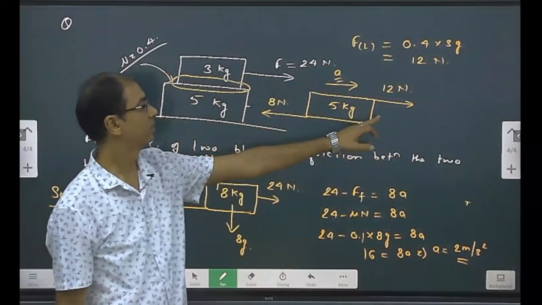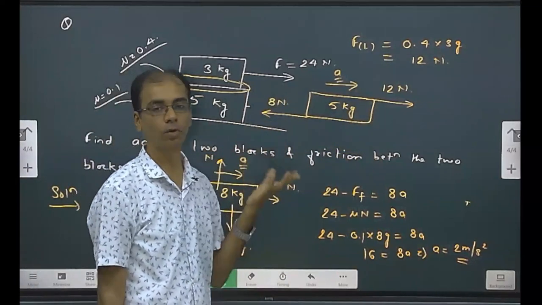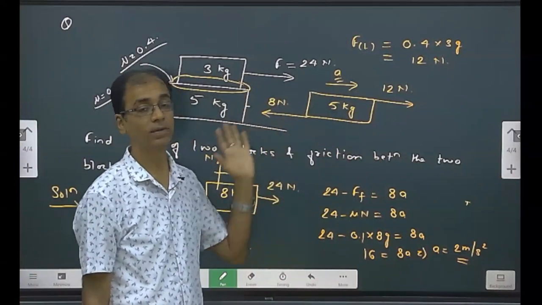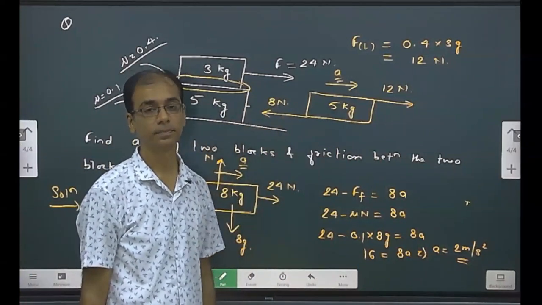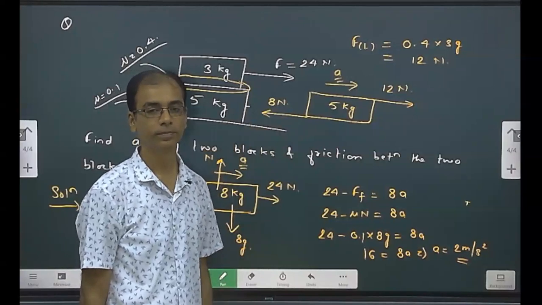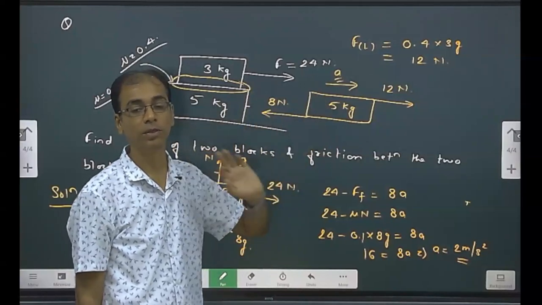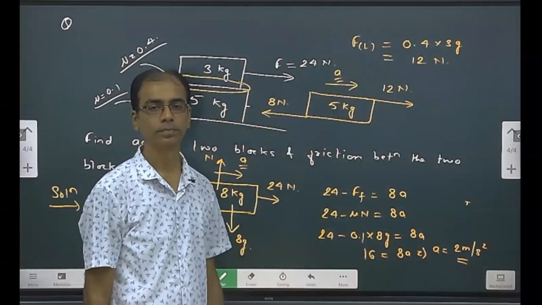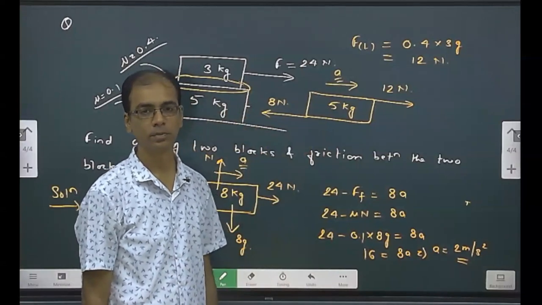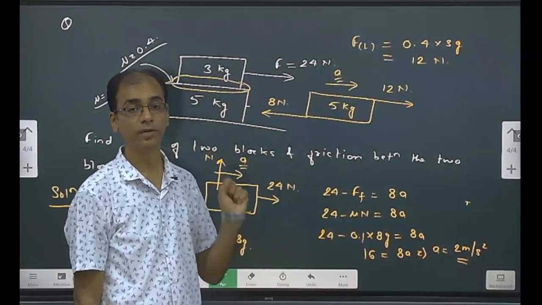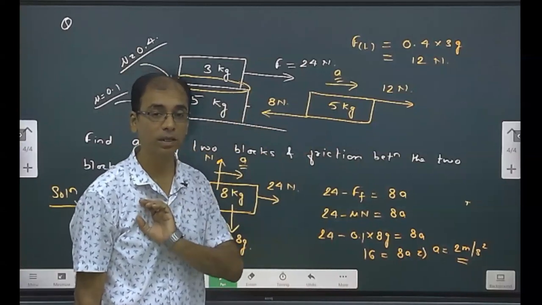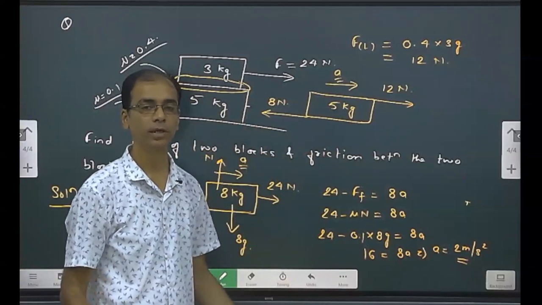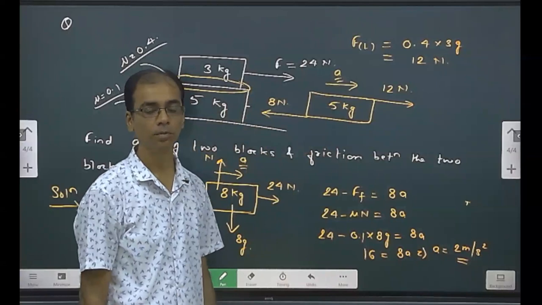This is 12, this is 8. So 12 minus 8 is 4. Maximum possible acceleration of 5 kg is 4 by 5, that is 0.8. And here we are saying 2 meters per second square. So is it possible? No. It's not possible. So limiting friction between the two cannot make them move together. So how will they move? They will move separately.